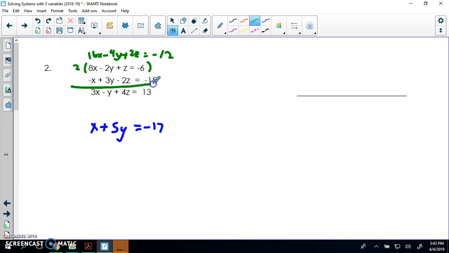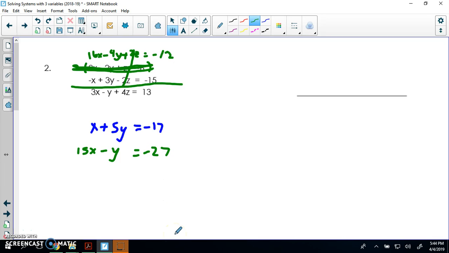Now I'm going to add these two together. So 16, forget this exists right now, because that's this equation. 16 plus a negative x is actually 15 x's. Negative 4y plus 3y's is actually a negative 1y. And then 2z and 2z will cancel out. And I am left with negative 12 and negative 15, which is negative 27.